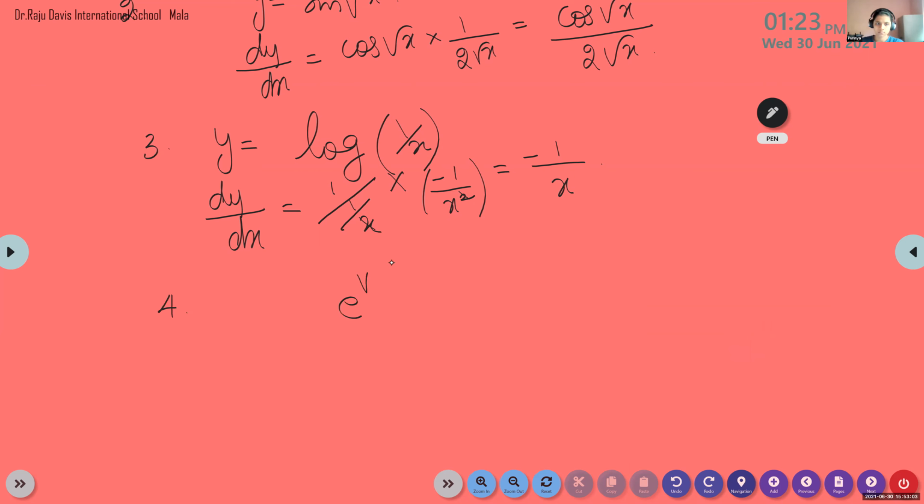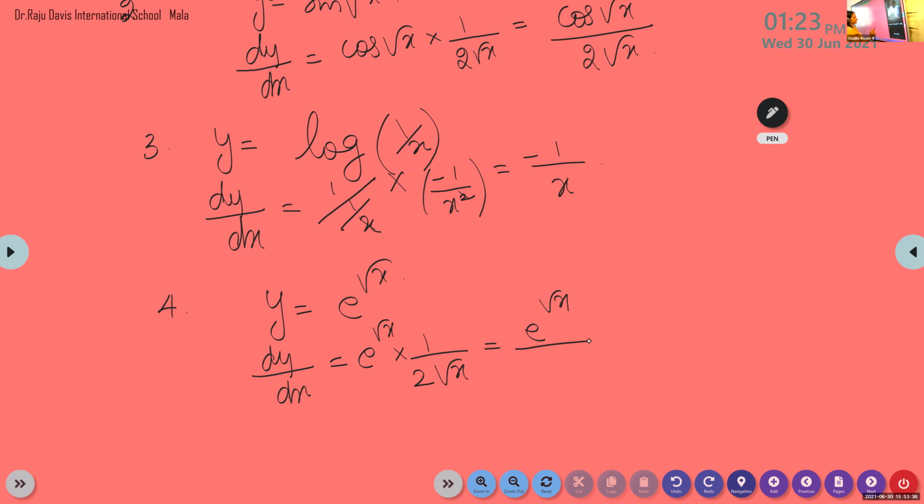So next one. What is the derivative of e raised to root x? So, what is the answer? Atul, what's the derivative of e raised to root x? E raised to root x into 1 by 2 root x. So, it is e raised to root x by 2 root x.